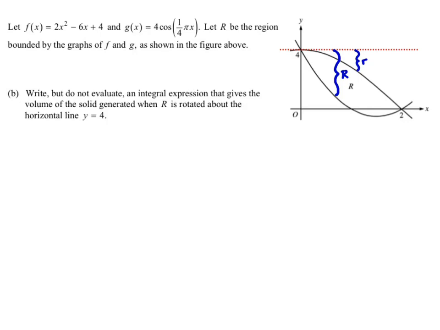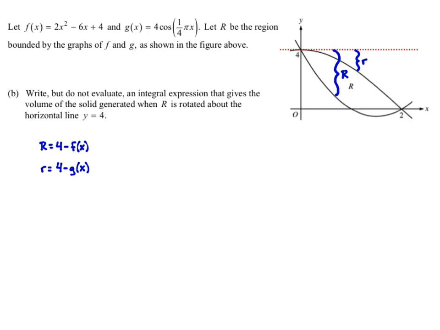Now, how do we express these distances? Remember, the radius is always written as the subtraction of the curve and the axis. In this case, the axis is above, so we're going to say that big R is 4 minus f of x. If the axis of rotation was below the curve, then it would be the curve minus the axis. So in this case, it would be f of x minus 4, but the axis is above, so it's 4 minus f of x. And then little r is going to be 4 minus g of x.